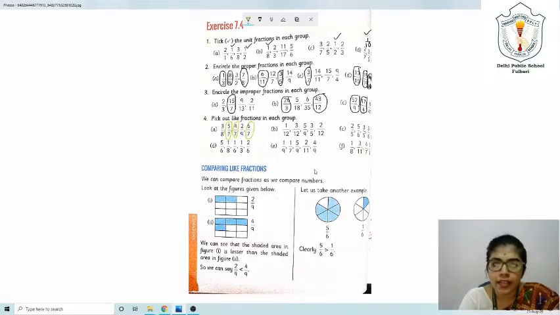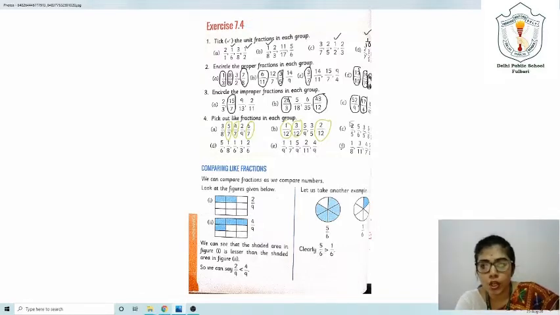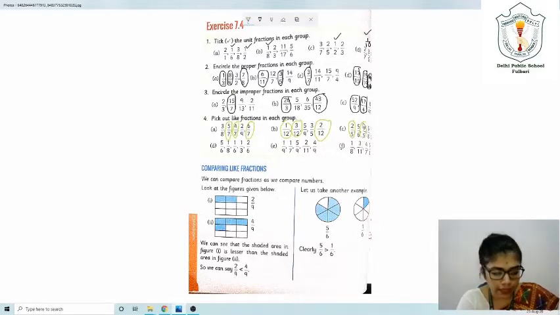Now B. Let us see the denominator here. I can see 12 appears many times. So 1 by 12, 3 by 12 and 2 by 12, because all the denominators are the same. Now we have C, that is 2 by 5, 3 by 5 and the last one is 1 by 5.